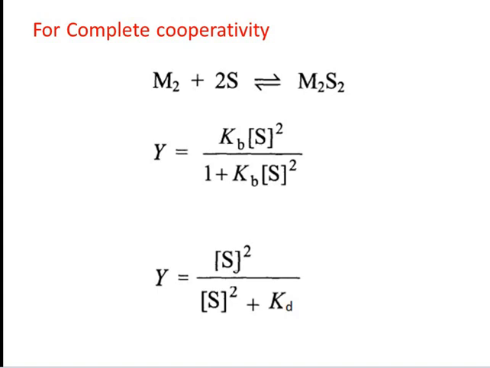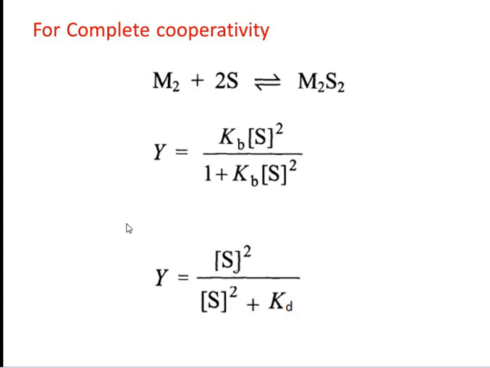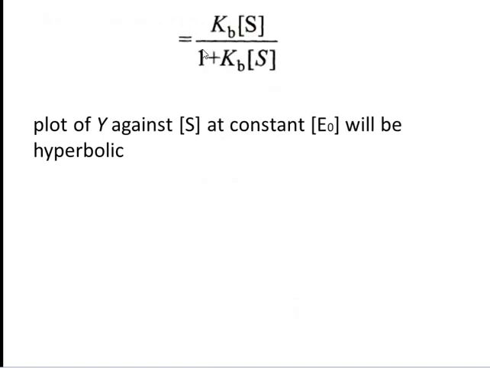The binding constant of this reaction is given by the expression Kb is equal to concentration of M2S2 divided by concentration of M2 into concentration of S square, from which Y is equal to Kb into concentration of S square divided by 1 plus Kb into concentration of S square. This equation, Y is equal to Kb into concentration of S square divided by 1 plus Kb into concentration of S square, is derived as we have seen.